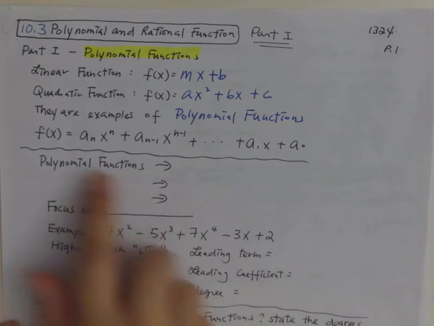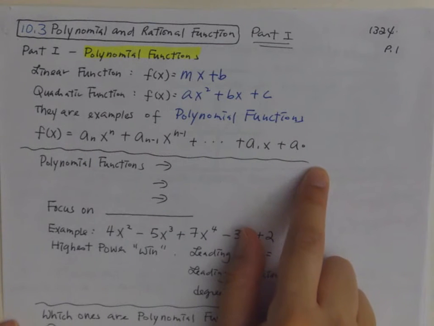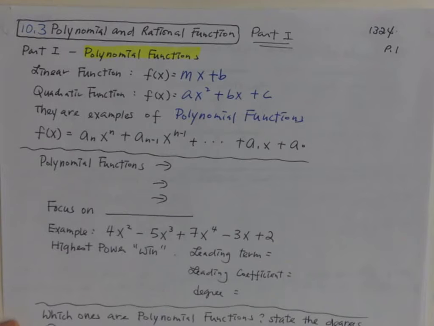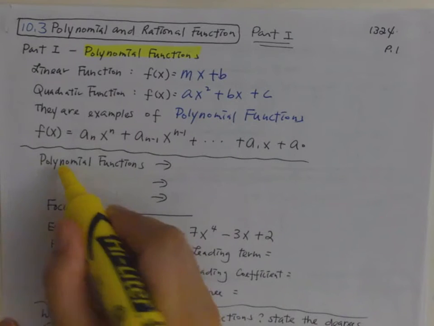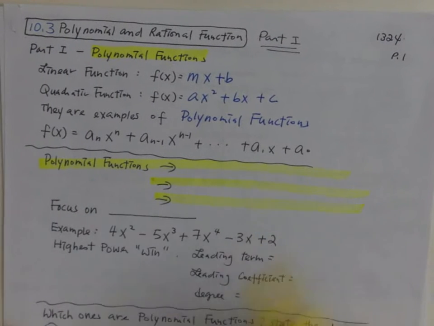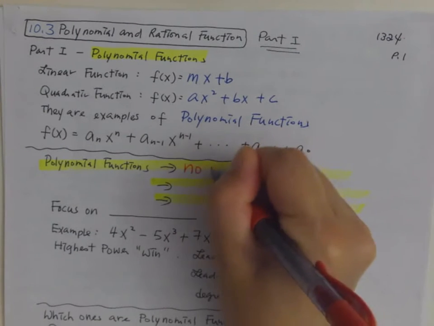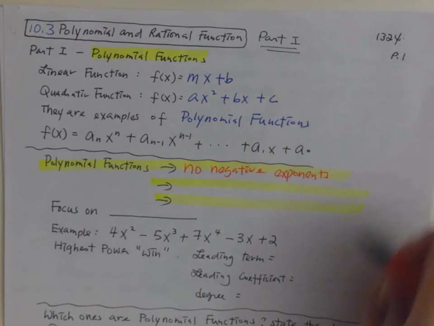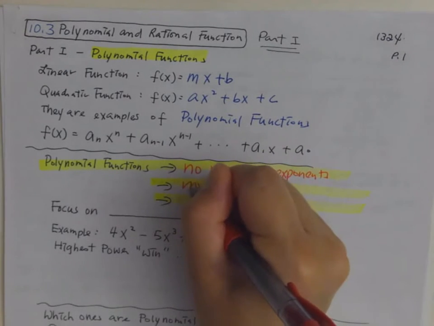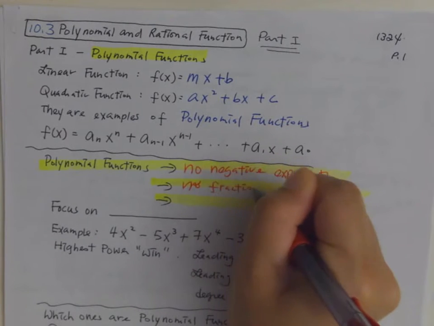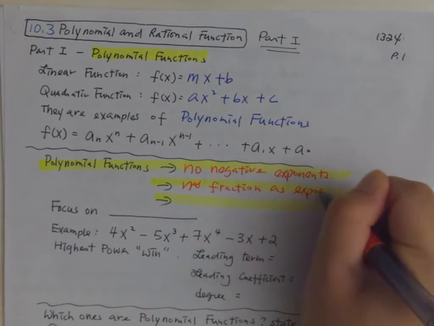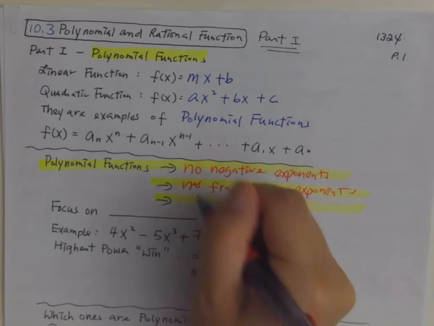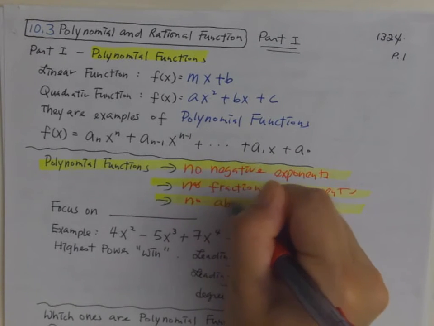In your book, it will say this is the form of a polynomial function, but even if it's just y equals a number, that would be considered a polynomial function. Basically, polynomial functions have three major restrictions. For a polynomial function, we cannot have negative exponents, we cannot have fractions as exponents, and we cannot have absolute values.